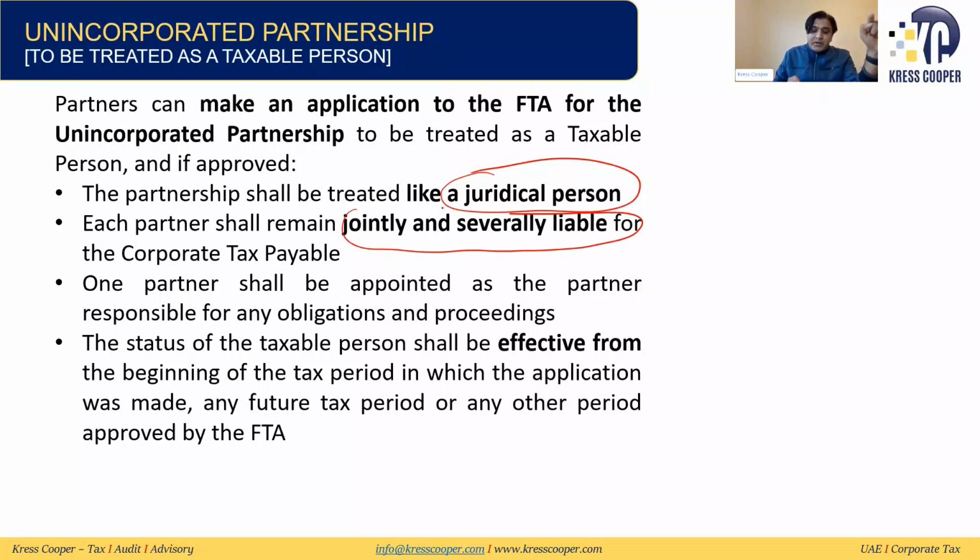Partners, separately or jointly, will be responsible for the corporate tax, and one partner shall be appointed as the partner responsible for the obligations and proceedings of the partnership. At the end, they say the status of the unincorporated partnership as a juridical person will be effective from the beginning of the tax period in which the application was made, or the beginning of any future tax period approved by the FTA, but it will be effective from the beginning of the respective tax period.